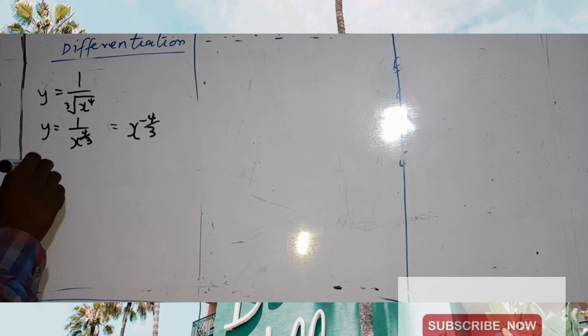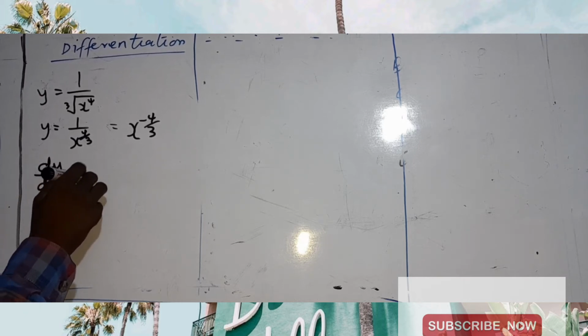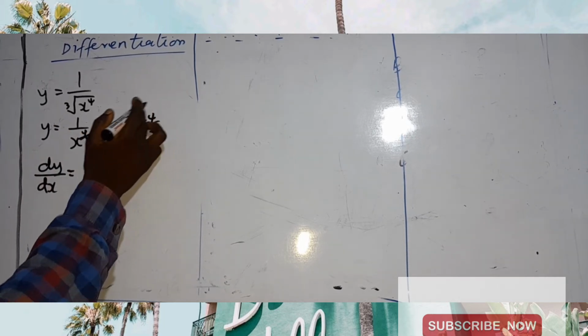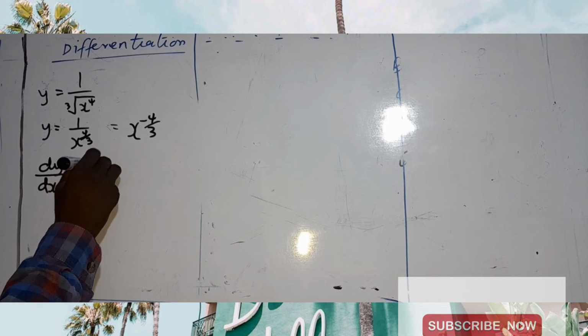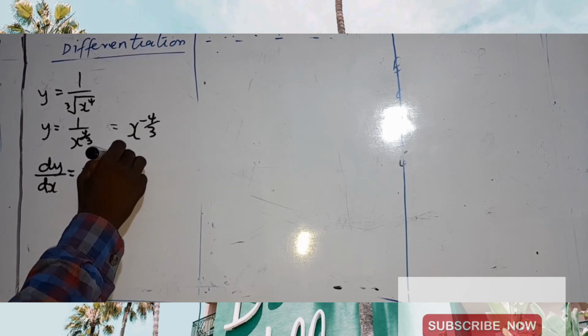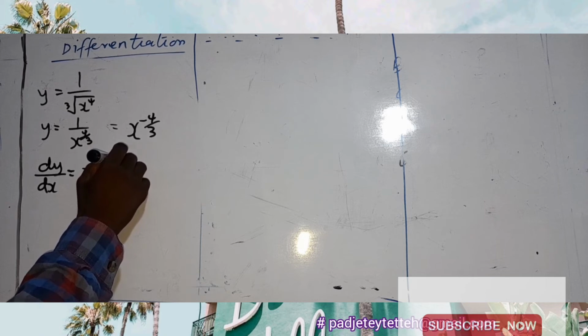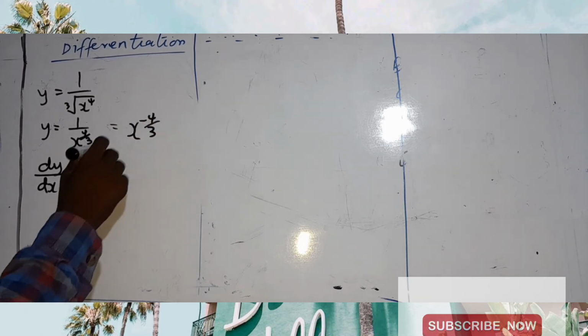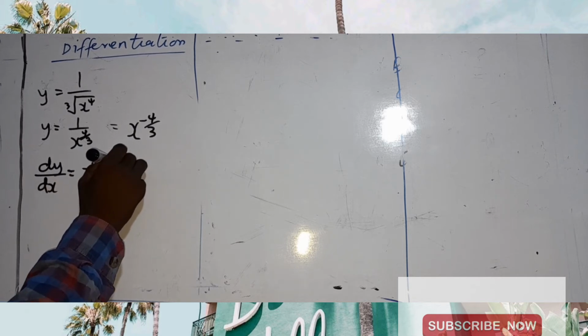So let's differentiate it. We can now find dy/dx of this number. What are we going to get? We say power down, power minus 1. So what's the power here? Power down is minus 4 over 3. Power minus 1, so minus 4 over 3 minus 1. What is that going to give you? That's going to give you minus 7 over 3. So if you subtract 1 from the power, you get minus 7 over 3.